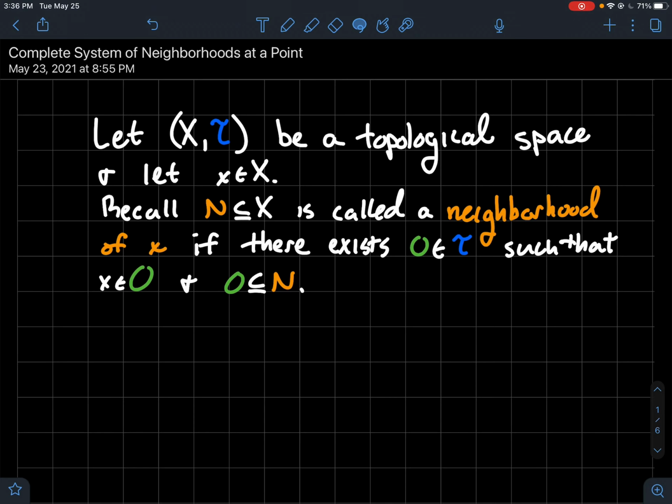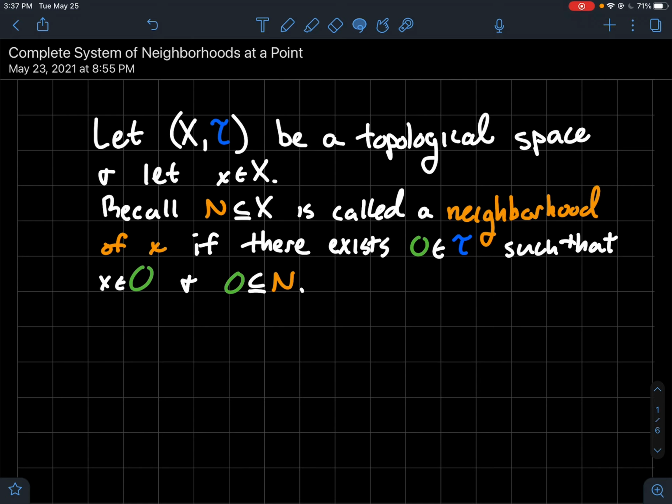In my previous video, I talked about what is a neighborhood of a point. And so here's that definition again. Recall that a subset N of X is called a neighborhood of little x if there exists an open set, so O is an element of the topology, such that x is in O and O is completely contained inside of N.